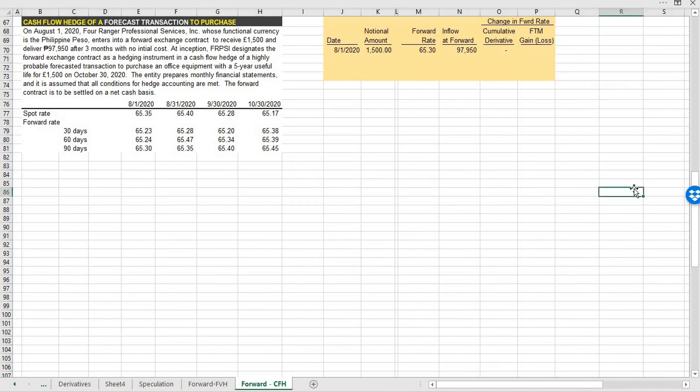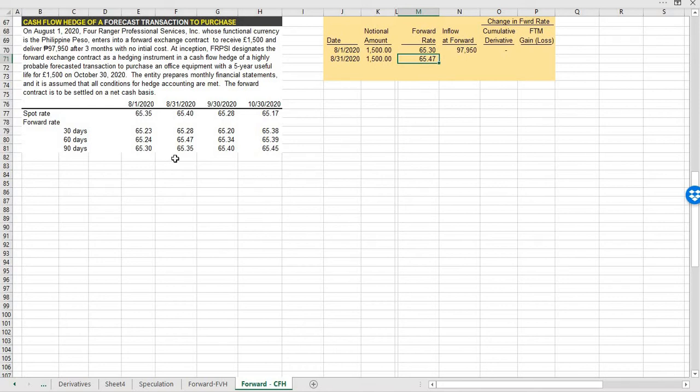So now let us proceed to the next date, August 31, 2020, kasi nga we are preparing monthly financial statements. So ibig sabihin, we are going to monitor again the change in the forward rate as of the end of August. So let's start with the notional amount, 1,500 British pounds, and again multiply this by the forward rate as of this date, which is 65.47.